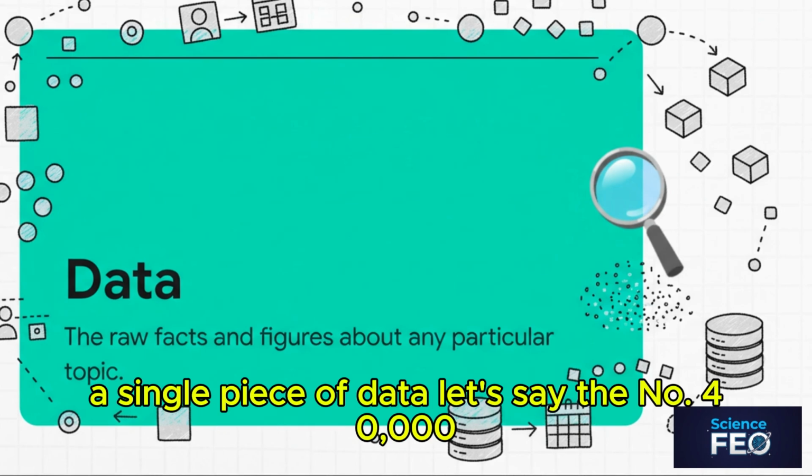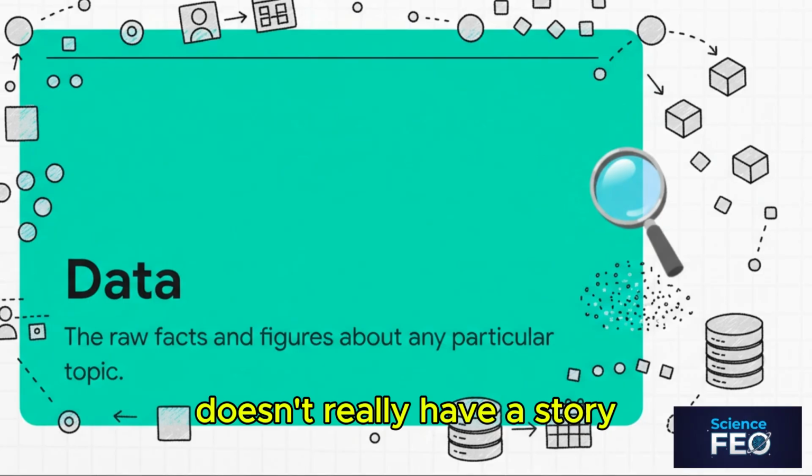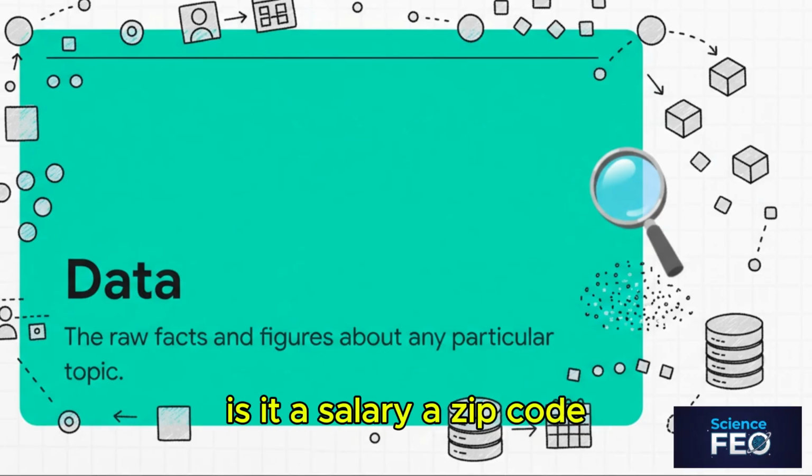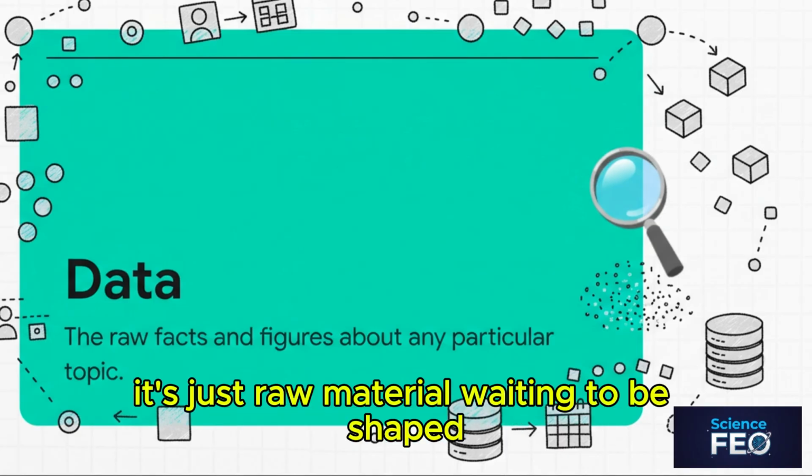But by itself, a single piece of data, let's say the number 40,000, doesn't really have a story. Is it a salary, a zip code, a population? Who knows? It's just raw material waiting to be shaped.